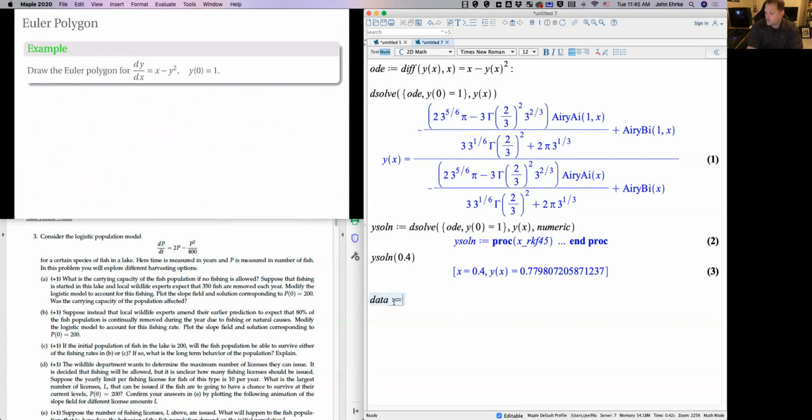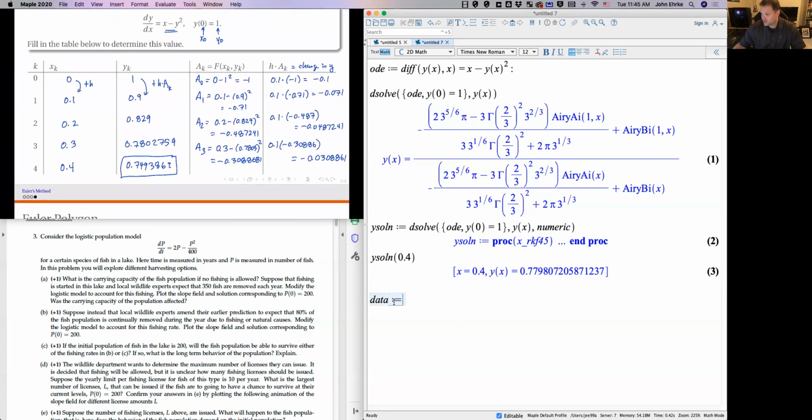So I'm just going to collect the data that we have. I'm going to call the list data. Lists in Maple are in square brackets. So our first data point is 0, 1. Our second data point is 0.1, 0.9. Our next data point is 0.2, 0.829, then 0.3. I'm just copying what I have in the table there.